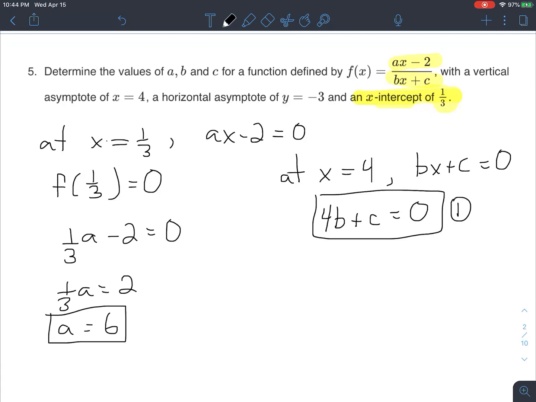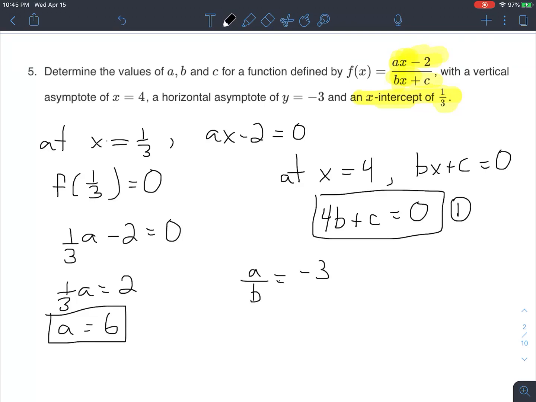We have a horizontal asymptote. Well, since the degree on the top is 1, and the degree on the bottom is 1, they're both degree 1, so we know that the horizontal asymptote will happen at a divided by b. If we actually went out and divided ax minus 2 by bx plus c, your answer would be your horizontal asymptote of a over b. So a divided by b has to equal negative 3.